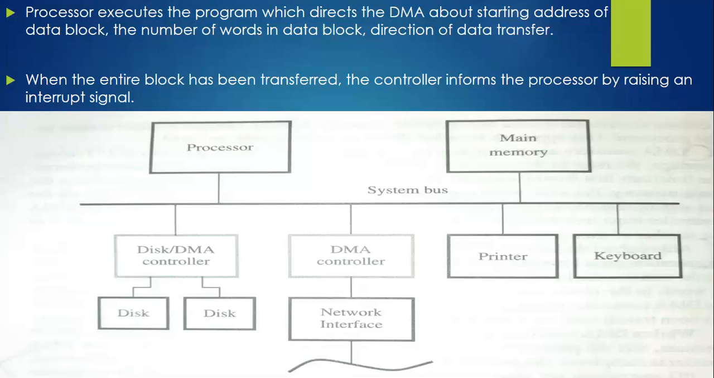I hope you don't have doubts regarding the DMA. It's very simple. The processor will give three parameters, based on which the DMA will transfer the bulk of information from the external device to the internal device. That's it.